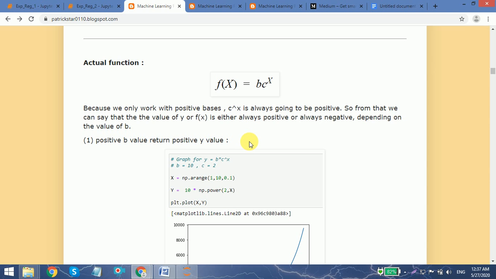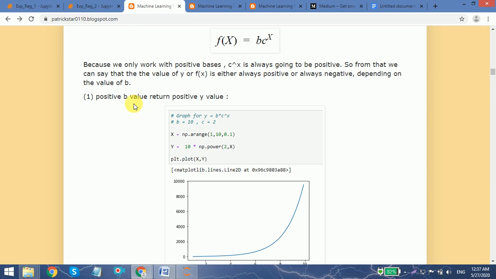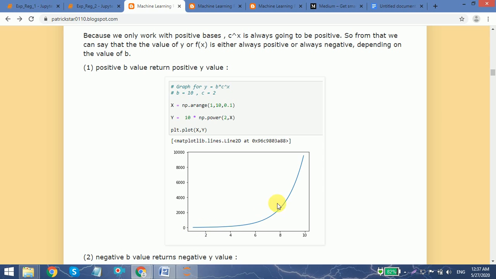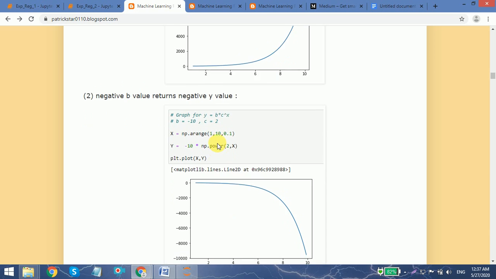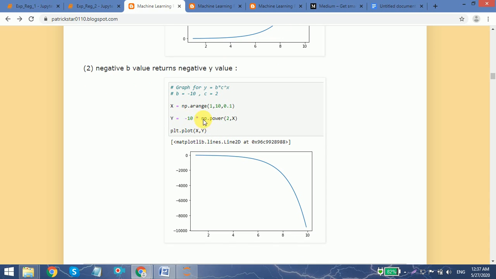So let's understand it by using an example. A positive b value returns a positive y value. Here I have taken b equals positive 10 and the base c equals 2. You can see that there is no negative value here. Okay, so a negative b value returns a negative y value. Here I have taken b equals -10 and c equals 2, so our function becomes -10 into 2 raised to x. As you can see, it returns a negative y value. It is here, this is the negative y axis.